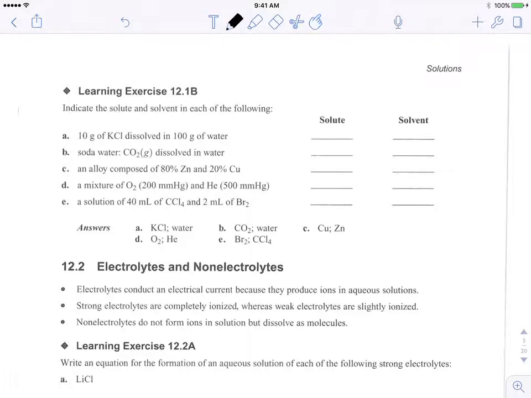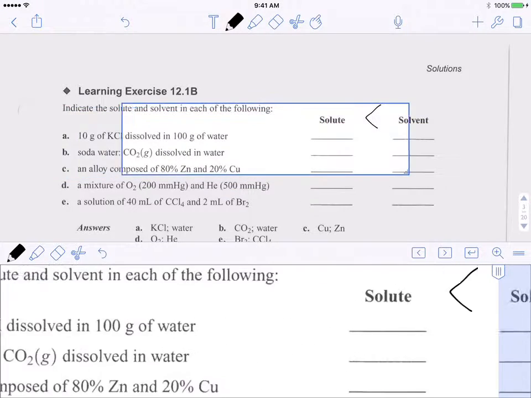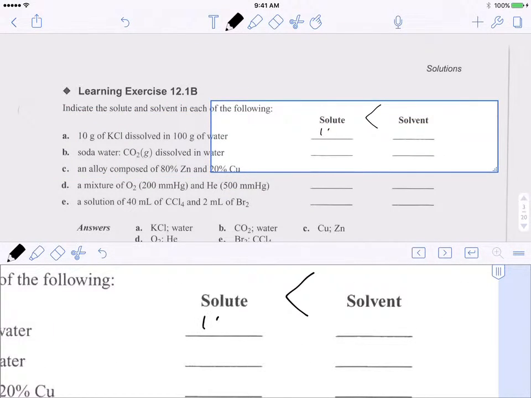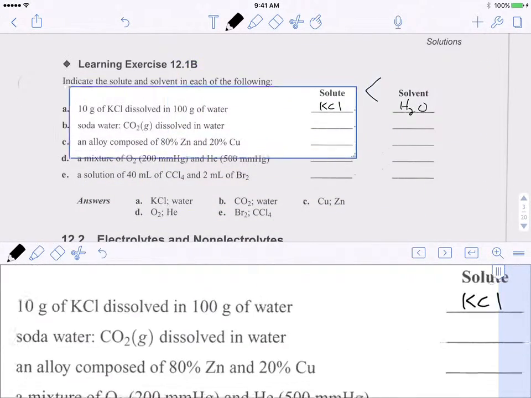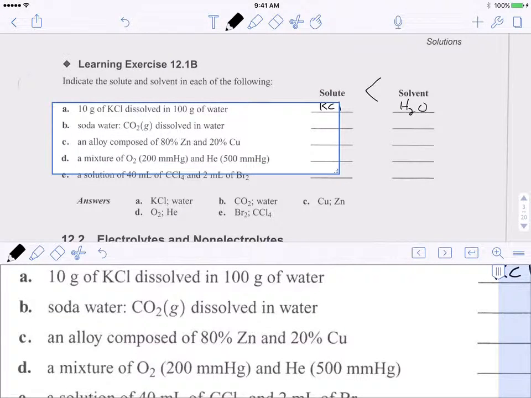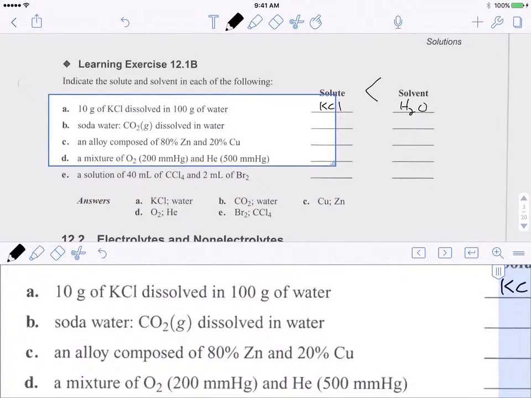Indicate the solute and solvent in each of the following. Well, if you remember right, solvent is more than solute. All right, so with that being said, with 10 grams of KCl and 100 grams of water, the solute would be KCl, the solvent H2O. Check my answer. Excellent. Down here, you have different percentages. You have different pressures. That's fine. Different milliliters. Make sure it's the same amount.